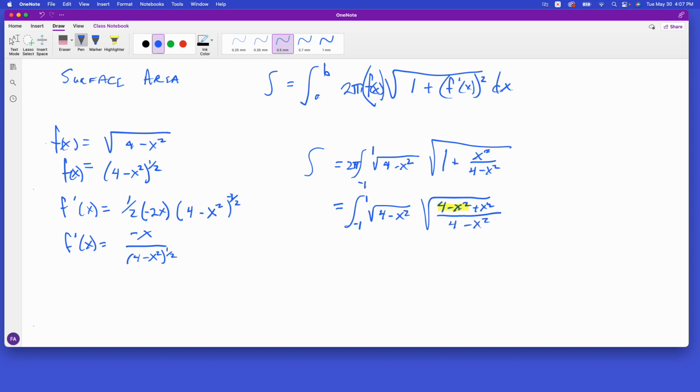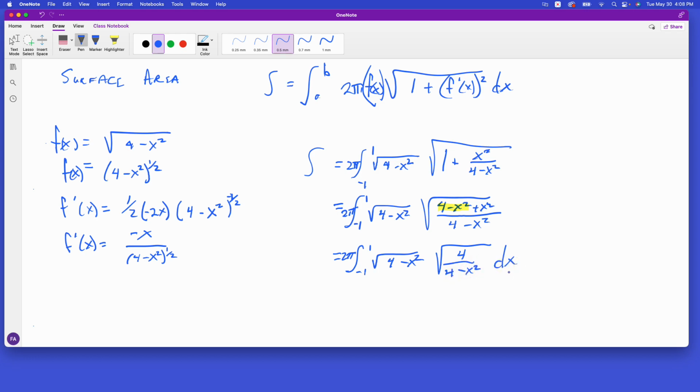Now when we do that, notice that the x squares are going to cancel, right? So that means we're doing the integration from negative 1 to 1. I forgot my 2 pi, didn't I? There we go. Don't want to ever forget the pi. All right, so 4 minus x squared, and then we end up with the square root of 4 over 4 minus x squared.